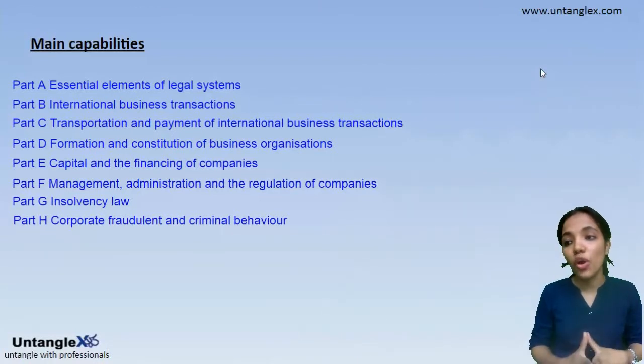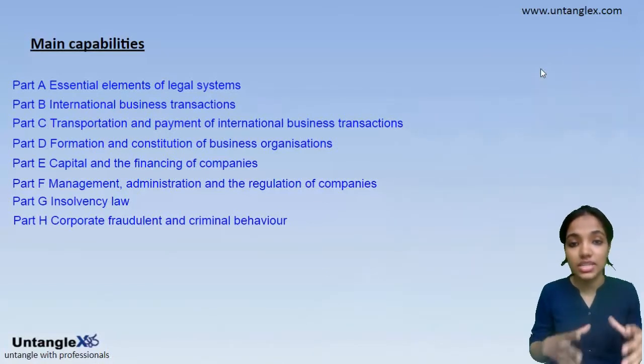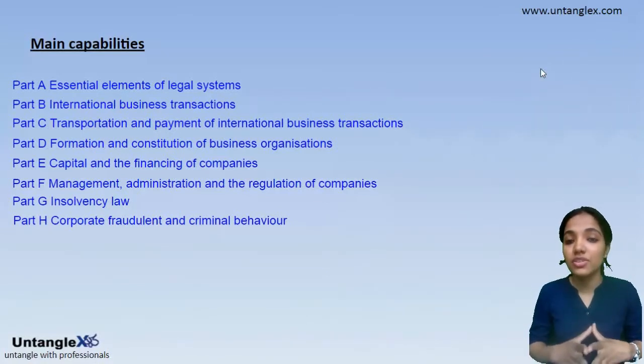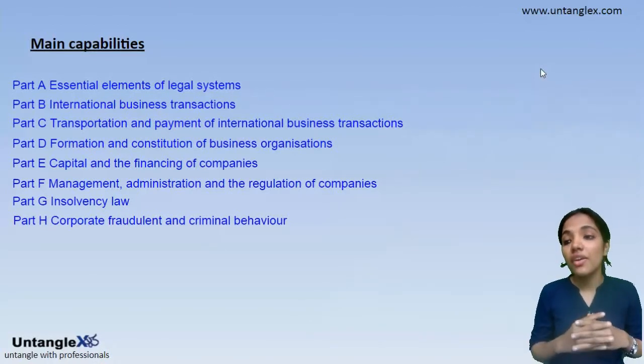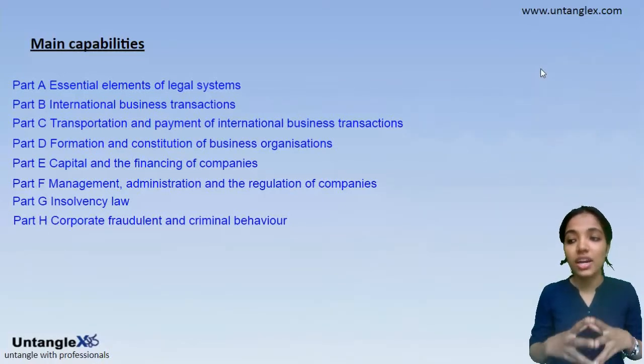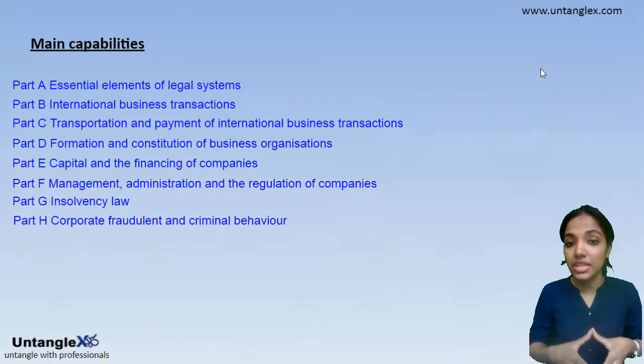And part D, formation and constitution of business organisations. Here we will talk about the legal person and natural person. A natural person is a human being, and a legal person here refers to a company or partnership, etc. And the formation of agency law. Now part E, capital and financing of companies, and how finance to trade in companies comes in. It covers share capital and loan capital, and describes them very well in this chapter.